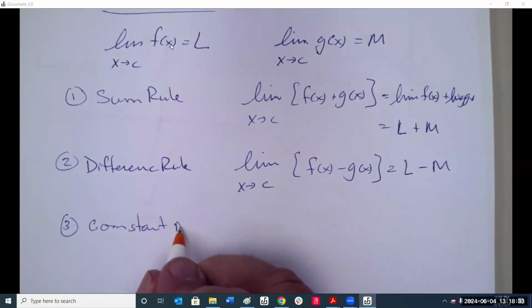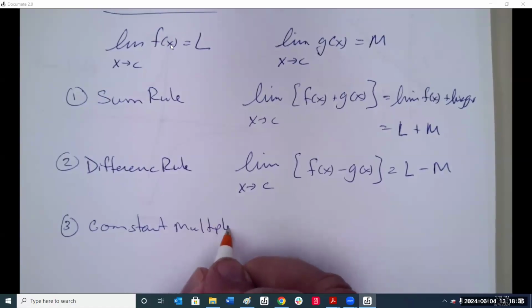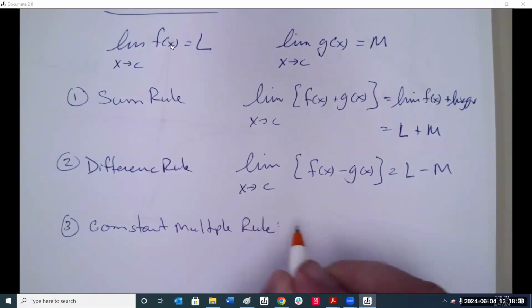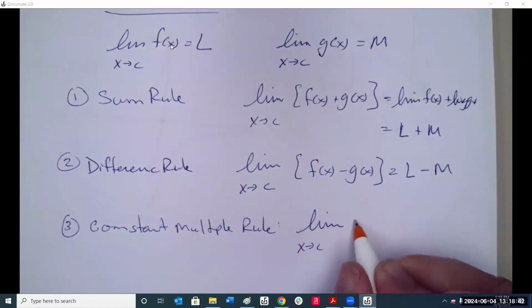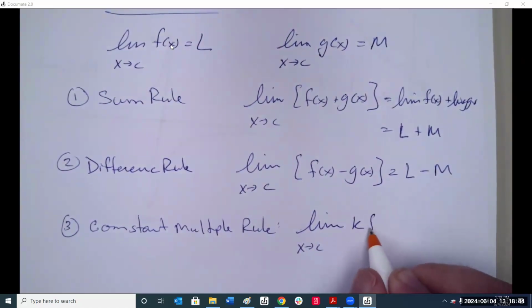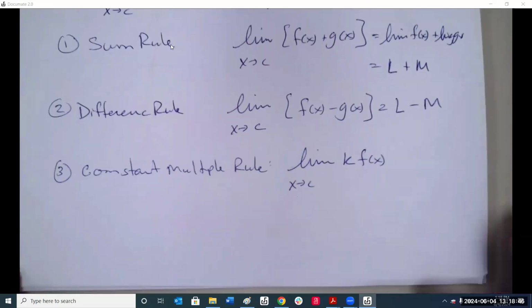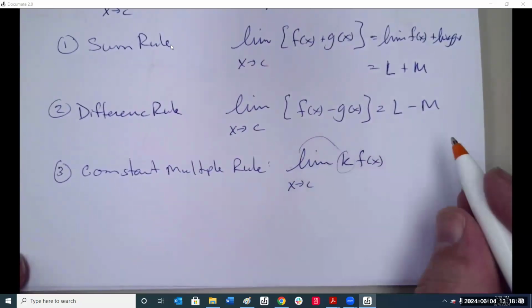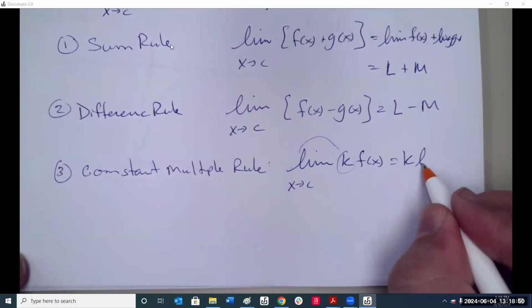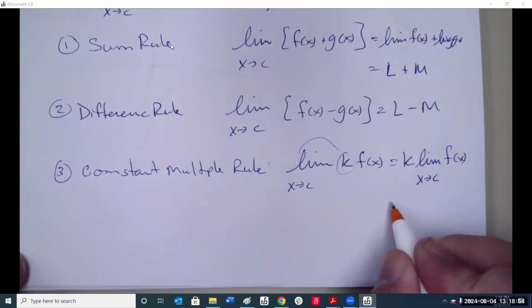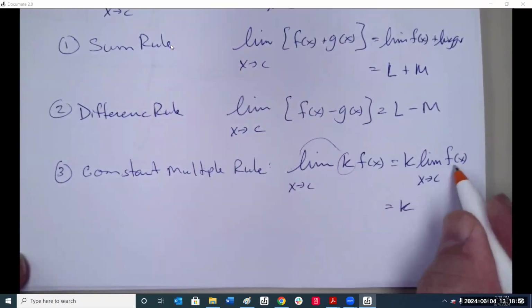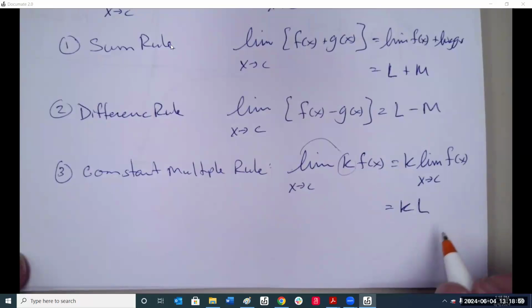The constant multiple rule. So if I have the limit as x approaches C of some constant times a function, if you have a constant, it comes out in front of the limit. So the limit of f of x is L, so it's KL.